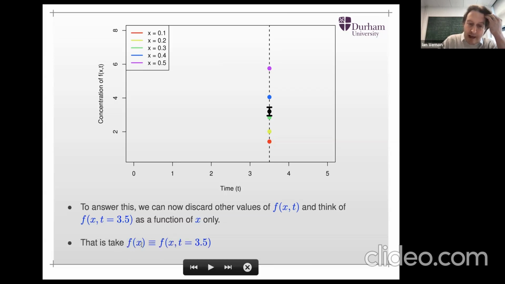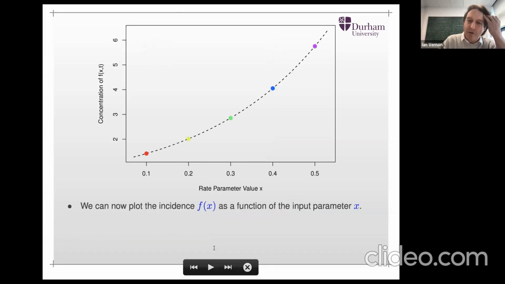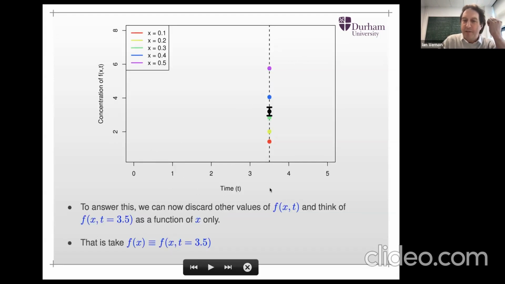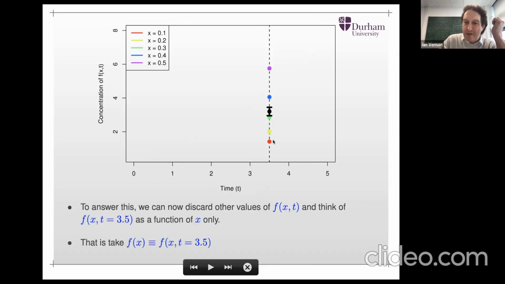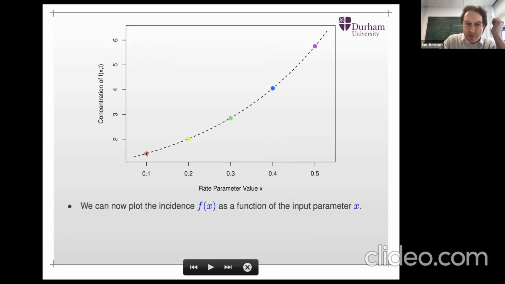So we're going to define f of x, and that was the f of x I talked about right at the beginning of the talk, to be that function at this time. And now I can just redraw this graph. I can take this graph and forget the time axis. That's irrelevant to me now. I'm going to put x on the x-axis, which seems appropriate. So that's our transmission rate parameter value x. It's now on the x-axis. So that red dot and that purple dot map to that red dot and that purple dot. Now we can plot the instance f of x as a function of the input parameter x.